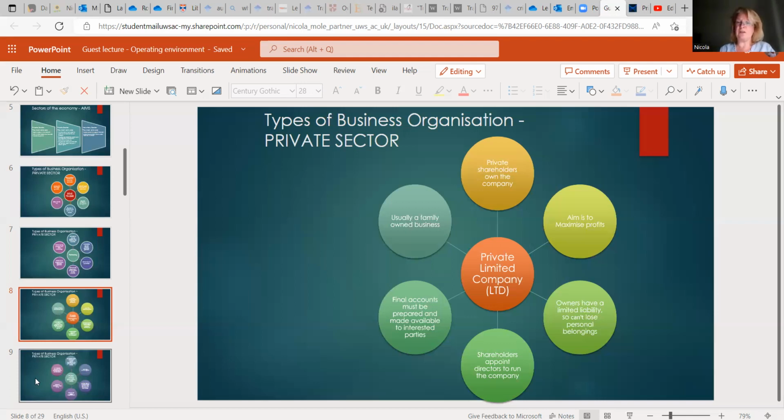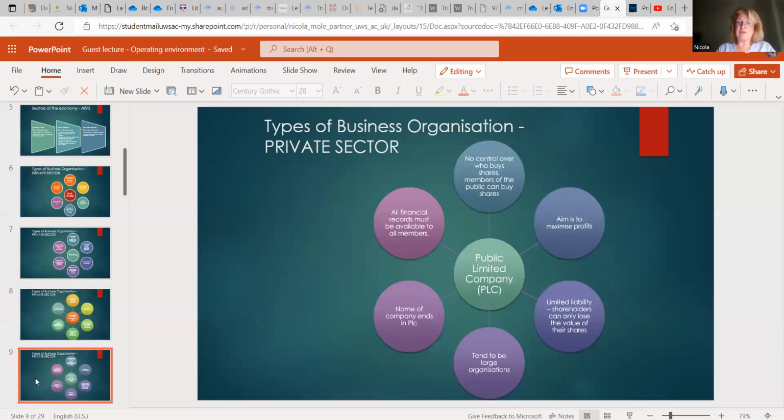One of the well-known examples in the UK is Richard Branson. You may have heard of Richard Branson. He's quite a famous entrepreneur and he owns the Virgin brand. So you may be familiar with Virgin Airlines or Virgin Mobile. So that is actually a private limited company.